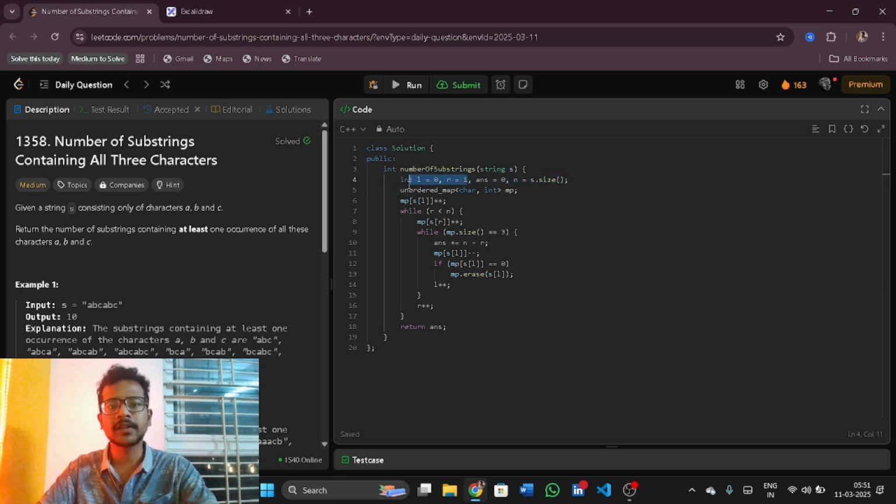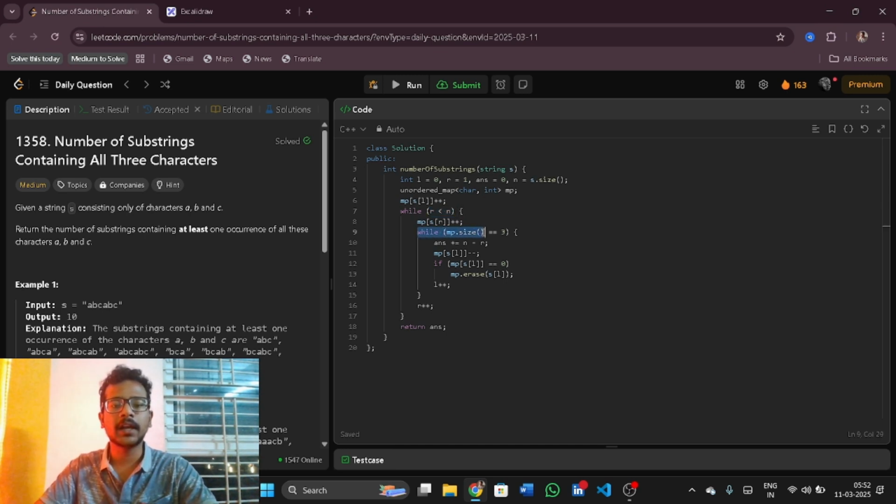Left and right pointers are initialized to 0 and 1 respectively. The returning answer is initialized to 0, and n is the size of the string. Now we are initializing an unordered map named MP. MP of S of L is incremented, but why are we incrementing R, which is at 1? It will be incremented at this point, MP of S of R plus plus. And as I said, R will be going till n.